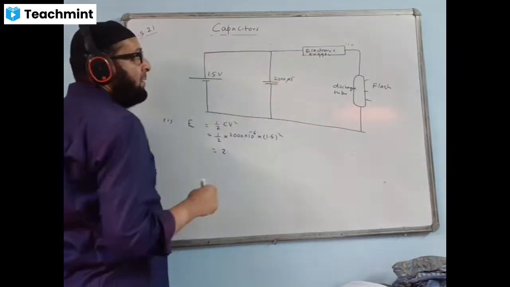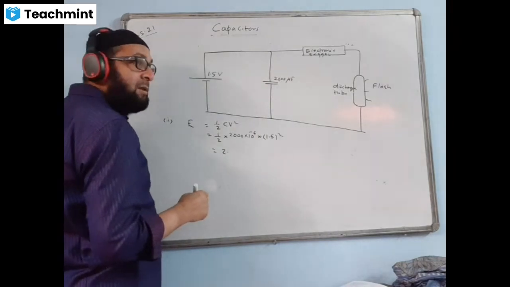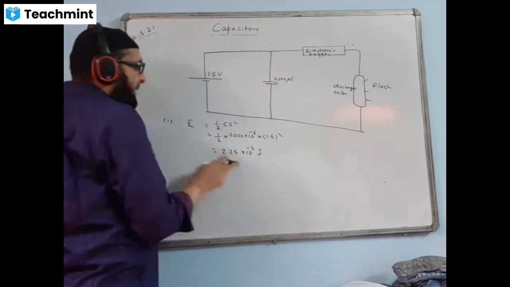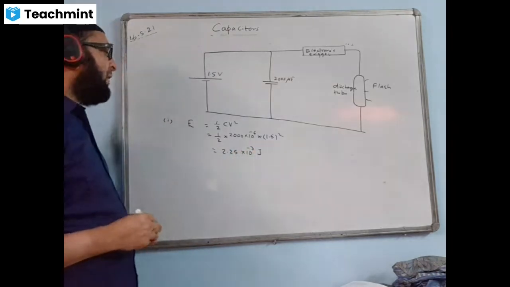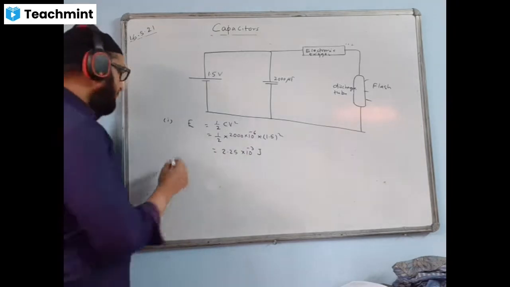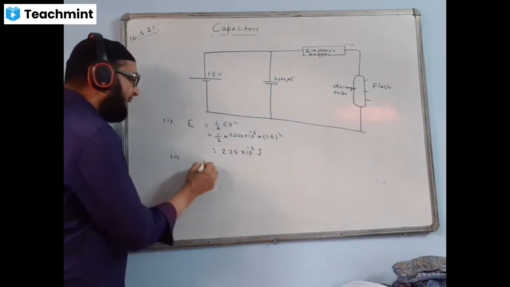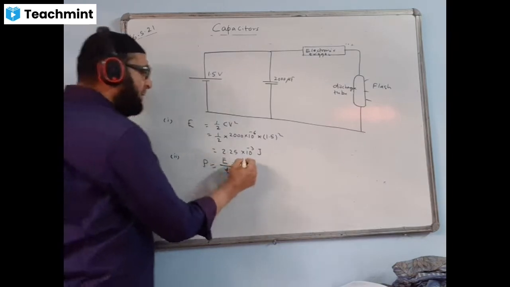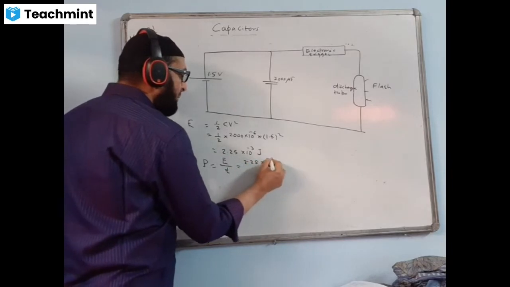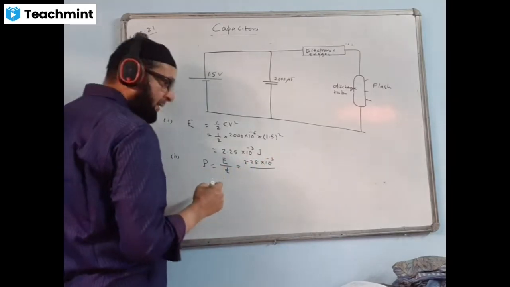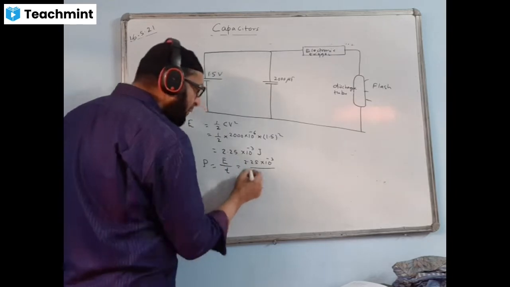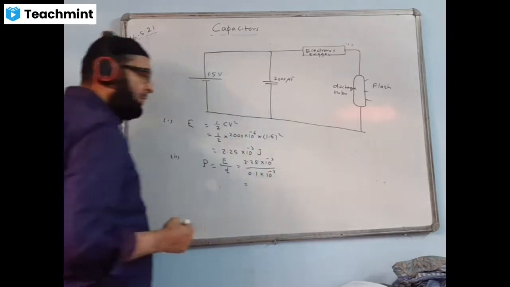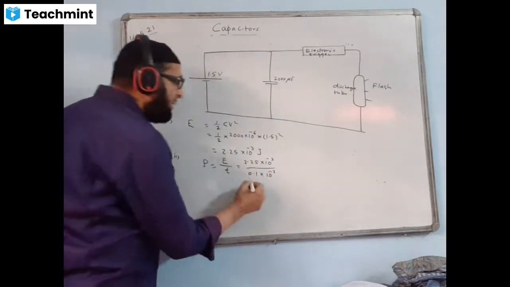The energy value will come this much, 2.25 into 10 to the minus 3 joule. Now find power. The power formula we have is work by time, or energy by time. The energy value is 2.25 into 10 to the minus 3, divided by the time given. The time given is 0.1 millisecond, that means 0.1 into 10 to the minus 3, since milli is 10 to the minus 3. Now the answer will come 22.5 watt.